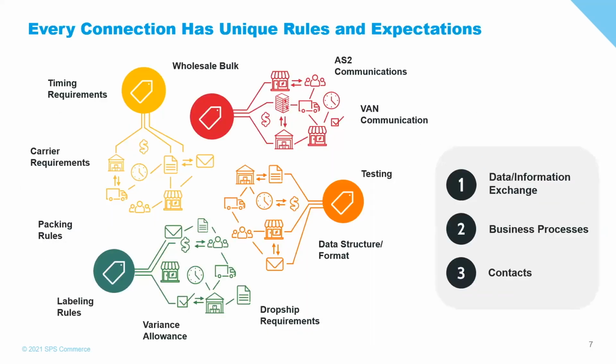What makes this difficult is that there is no standard. A Walmart order doesn't look like a Target order. It doesn't look like an Amazon order. The way they require packing, labeling, carrier and shipping, the way they want to do van, the way they want to do testing, their drop ship requirements, all of these things are different across all the different retail channels and order channels that our customers are working in.